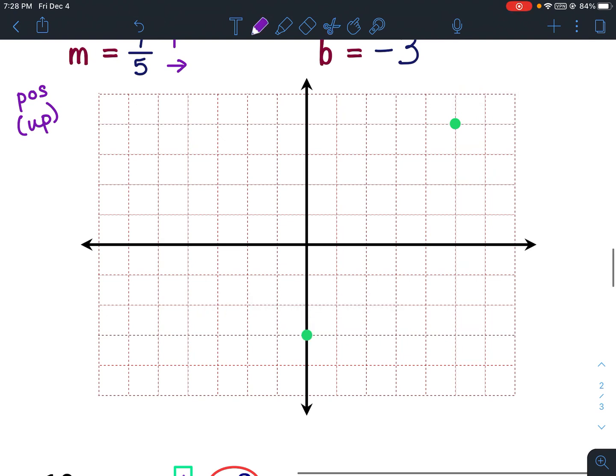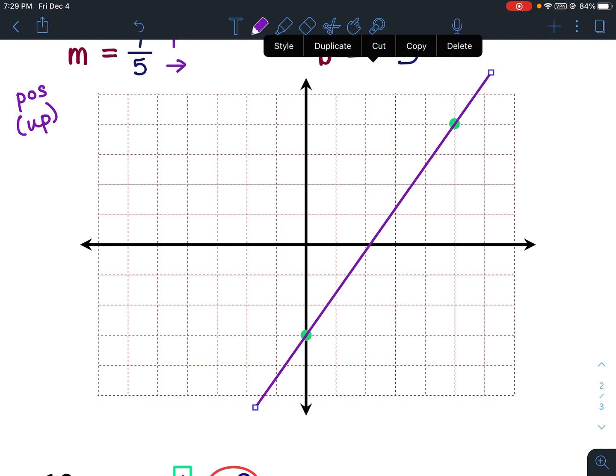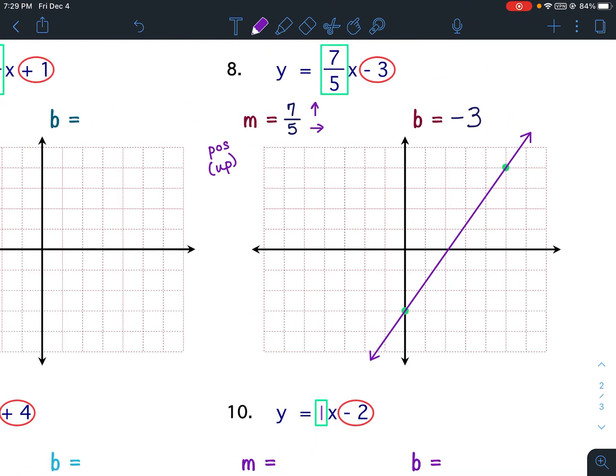So use your straight edge. Go past the grid lines, and then when you're done, put your arrows on the end. And that is it for number 8.